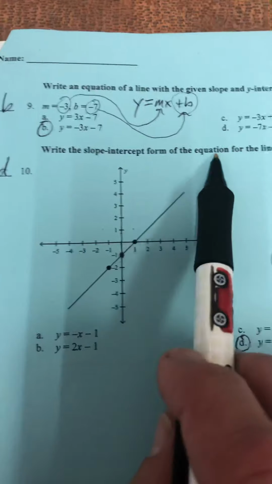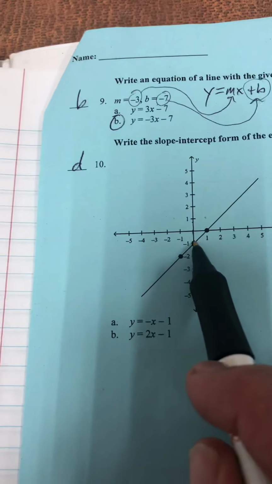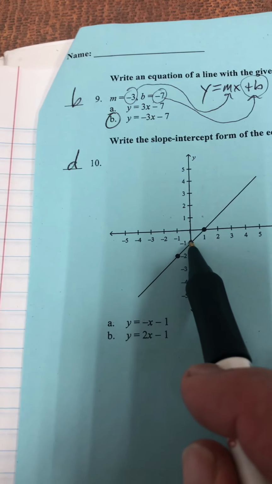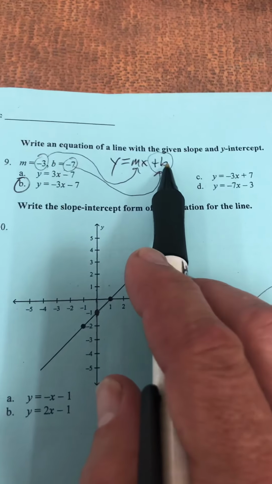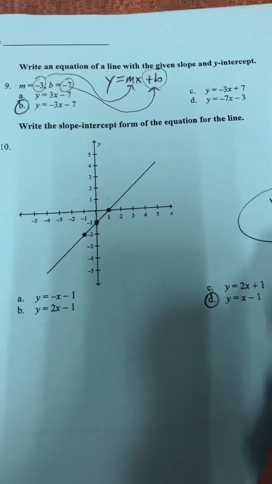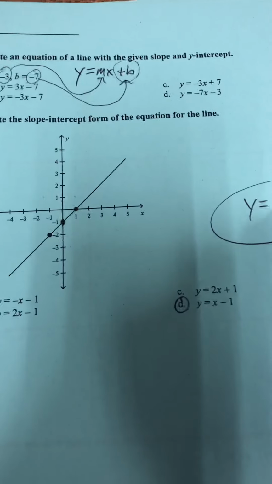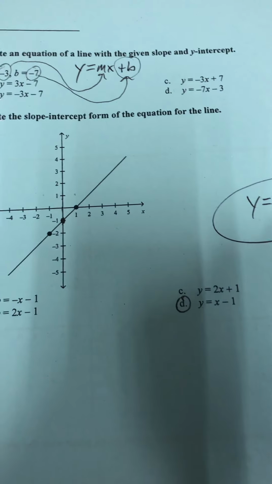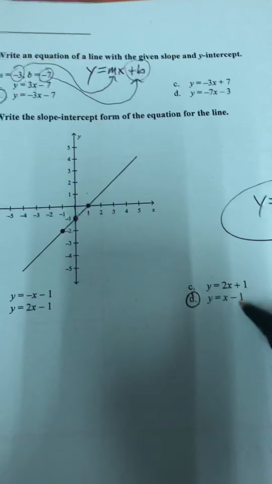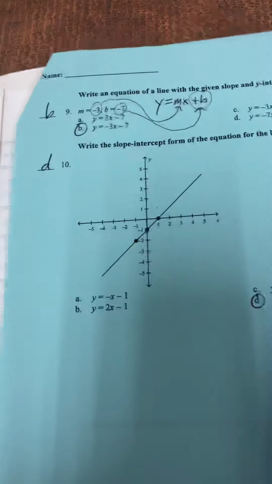Write the slope-intercept form of the equation for the line. We see that it goes through negative 1 on the y-intercept. So the y-intercept b is going to be negative 1. The slope, what goes in front of the x? Well, it goes up 1 over 1. So that would be just a 1. So 1x minus 1, because it's a negative 1. D is the right answer for that one. So 10 should be D.